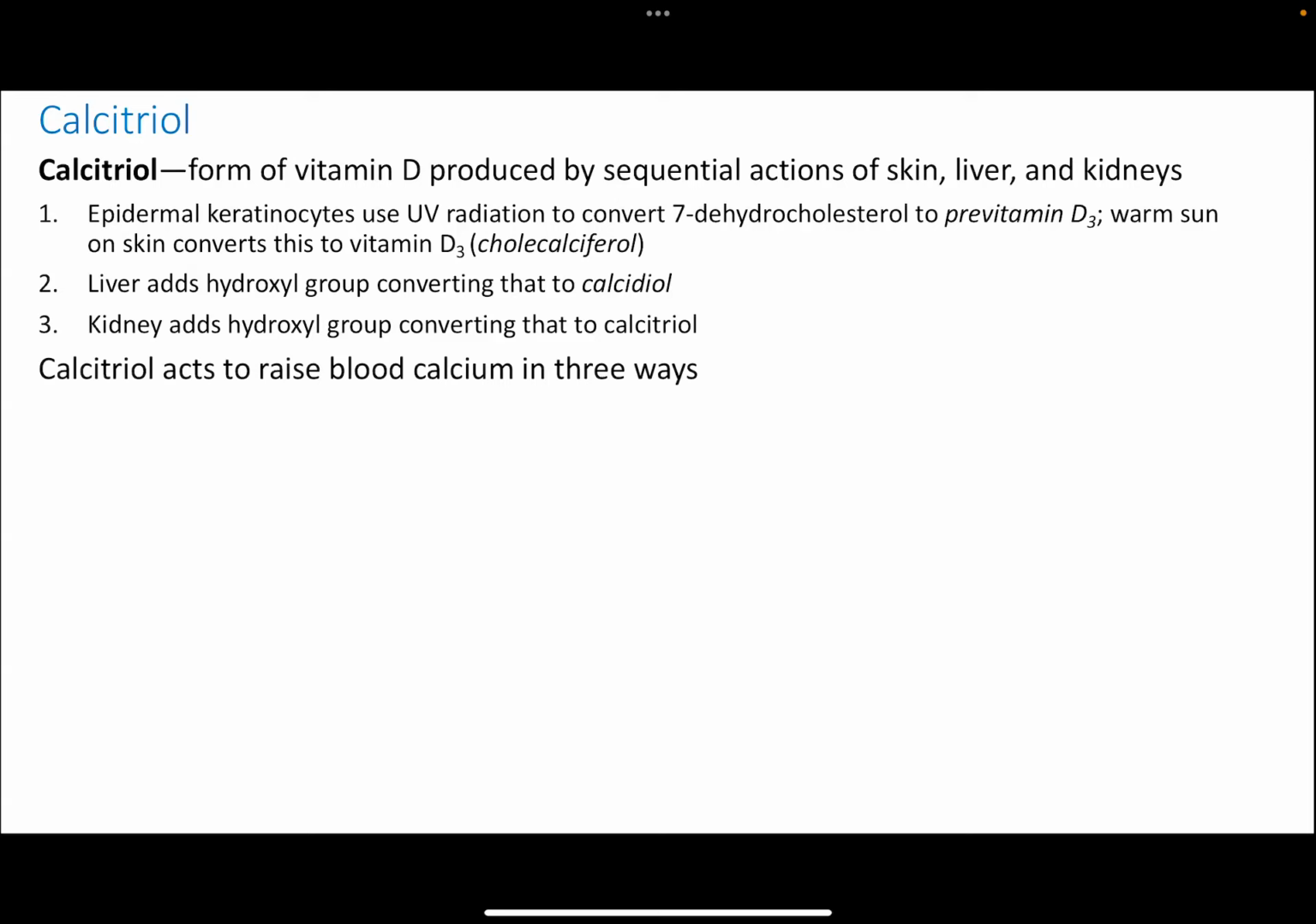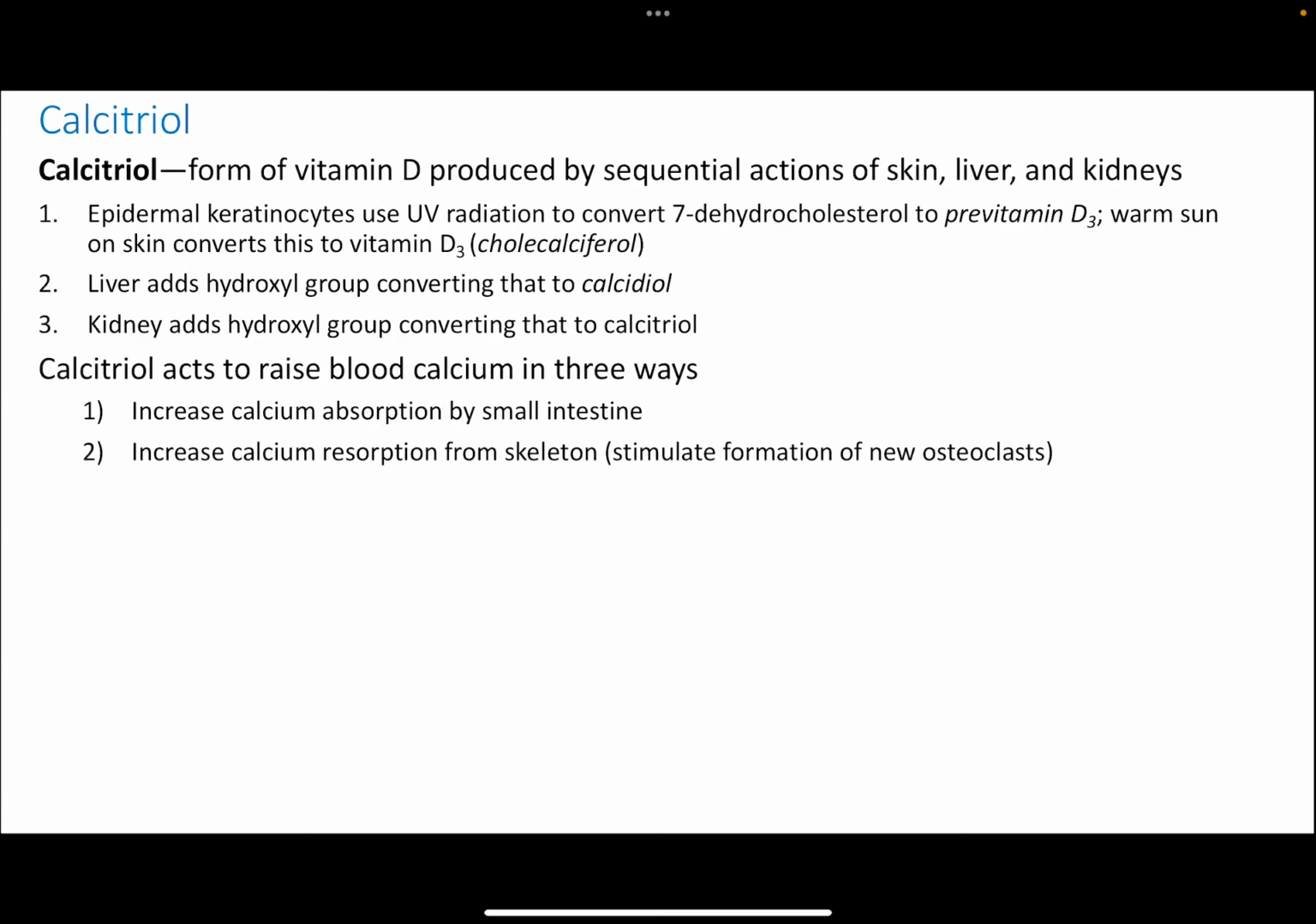Calcitriol is going to raise blood calcium levels, so it can increase blood calcium levels 3 ways. It can increase the absorption of calcium by the small intestine. It can cause resorption from the skeleton of calcium, so it basically stimulates new osteoclasts, which then are going to break down more bone and cause us to resorb or take out calcium stores from the bank, so to speak. And it can also promote the reabsorption of calcium from the kidneys. So it can tell the kidneys, hey, keep that calcium, don't excrete it.